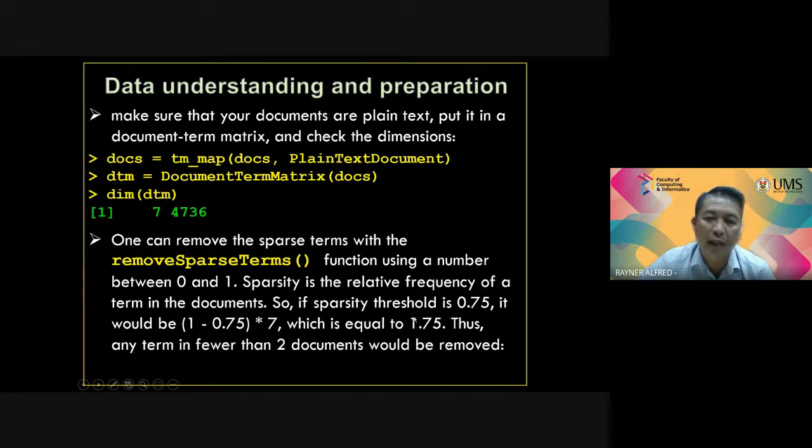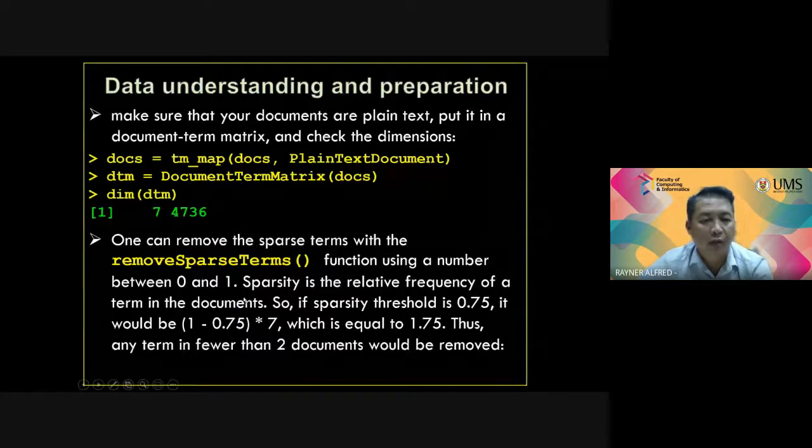So if we set the threshold to be 0.75, the calculation will be 1.75. Thus any term in fewer than 2 documents would be removed, meaning that if any term exists in less than 2 documents, we will remove it. And the sparsity percentage in this case is 0.75.